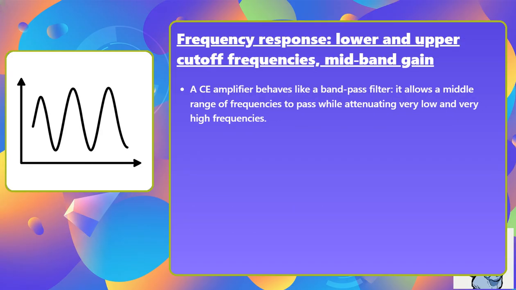A CE amplifier behaves like a bandpass filter. It allows a middle range of frequencies to pass while attenuating very low and very high frequencies.